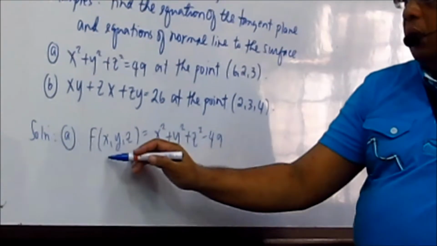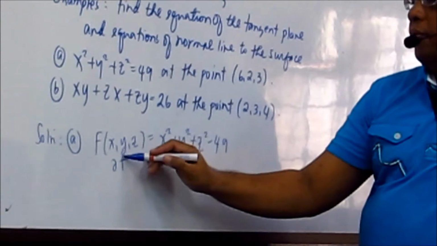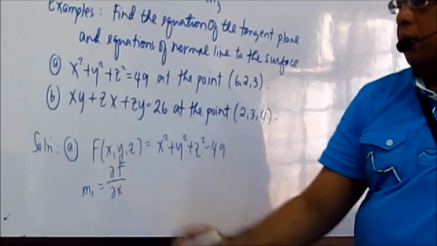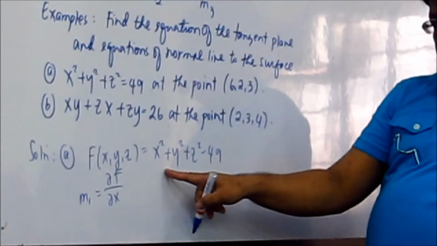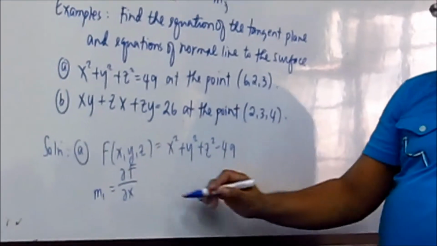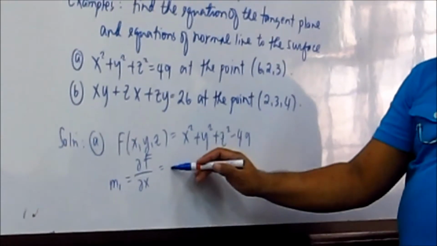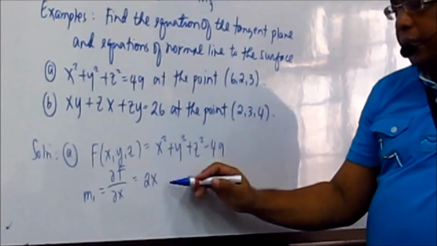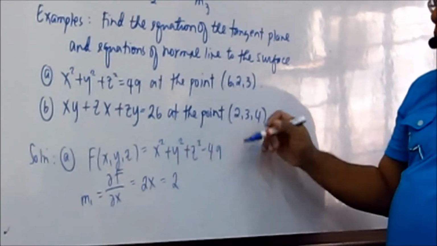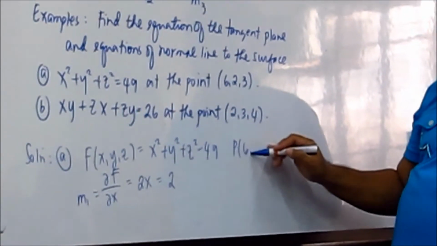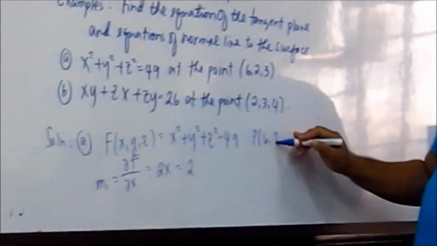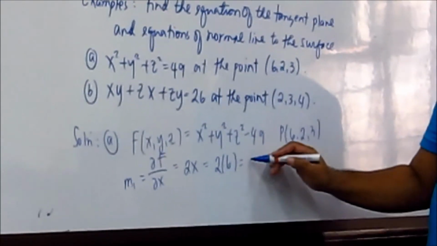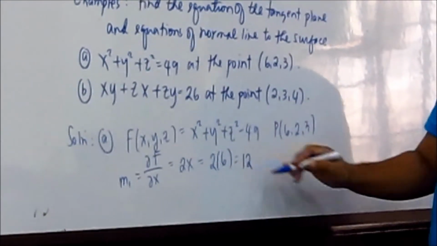Then get the partial derivative of the function f with respect to x, where this is now our m1, having constants y and z. So this derivative is 2x. Then what is its value now? Use the given point (6, 2, 3). We have x equal to 6, so therefore m1 equals 12.